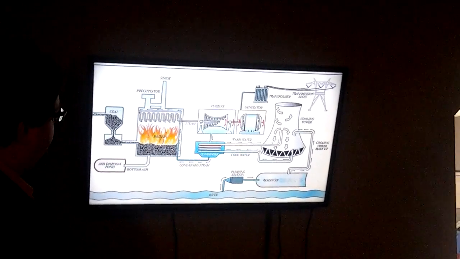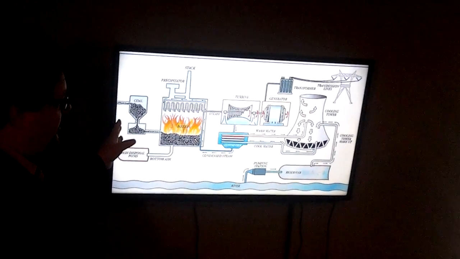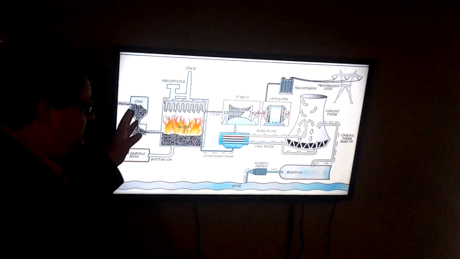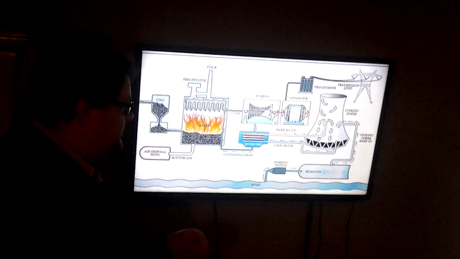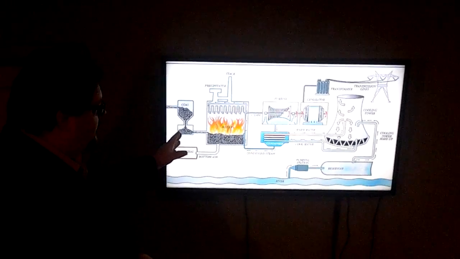We're going to start out by showing the first portion of a standard powerhouse. This happens to be a coal-burning powerhouse. For the most part, you feed in coal into a boiler. The coal is burnt.